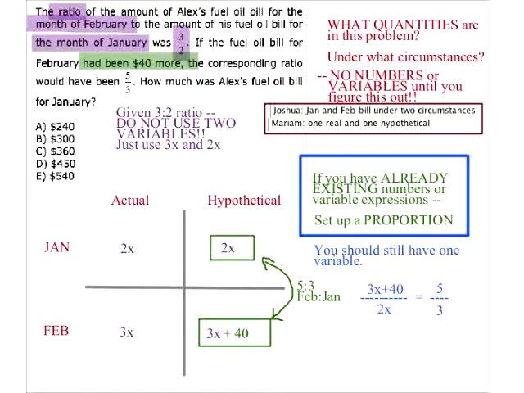Here, if you cross multiply this thing, you get 9x plus 120 equals 10x. So that means that 1x is 120. And so then Alex's fuel oil bill for January is $240. There you go. Any questions about this approach?